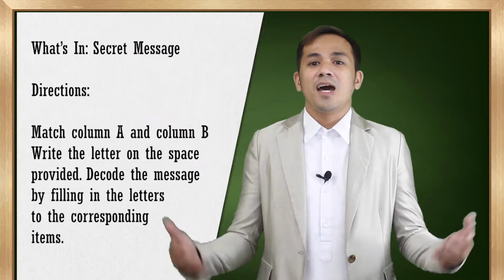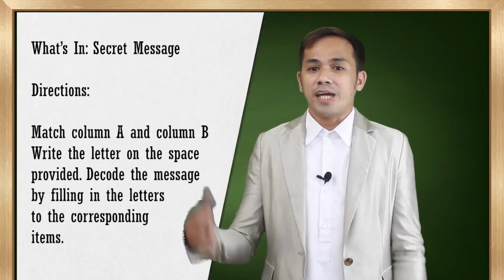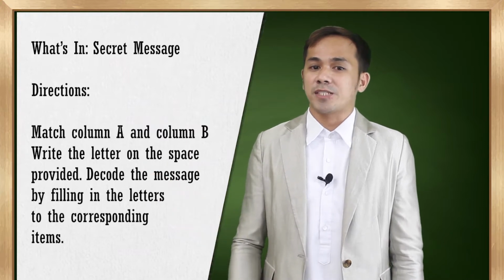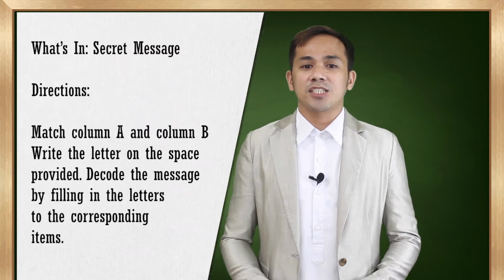To do that, please answer the activity in What's In: the Secret Message. Answer each question by matching Column A with Column B. Write the letter of the correct answer on the space provided. Decode the secret message by filling in the letter on the corresponding item. You are given 10 minutes to do this activity. Your time starts now.